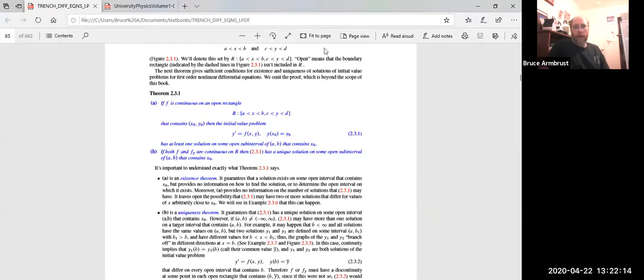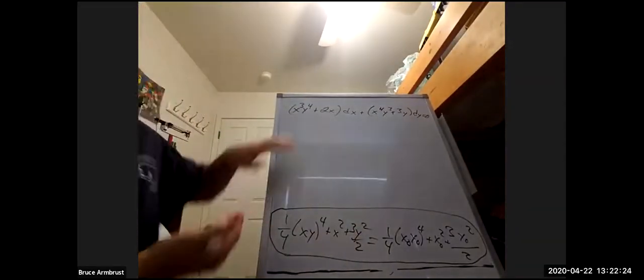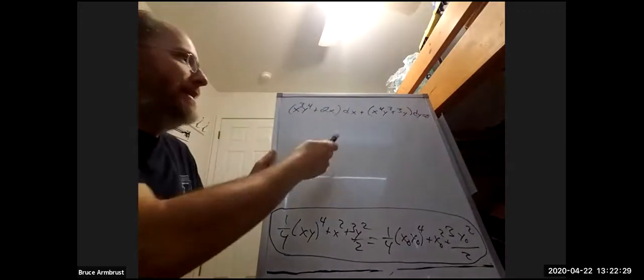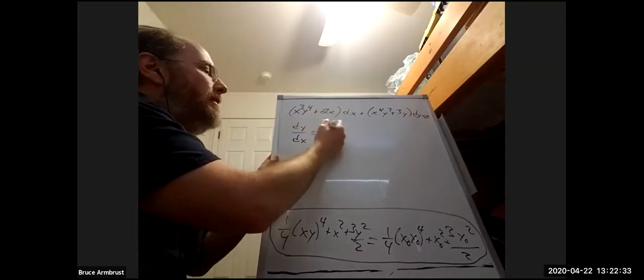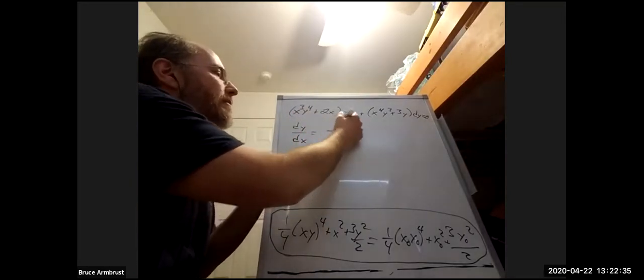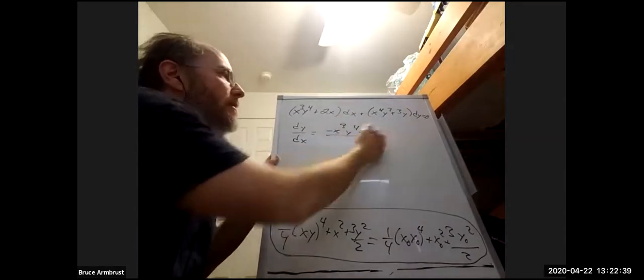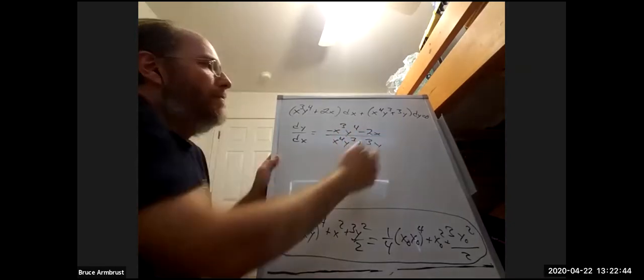All right, so let me go back to the board then. Let's do some algebra on this. Let's move the dx piece over to the other side, and then we're going to divide by dx. So we should get dy/dx is equal to negative x cubed y to the fourth minus 2x, divided by x to the fourth y cubed plus 3y.